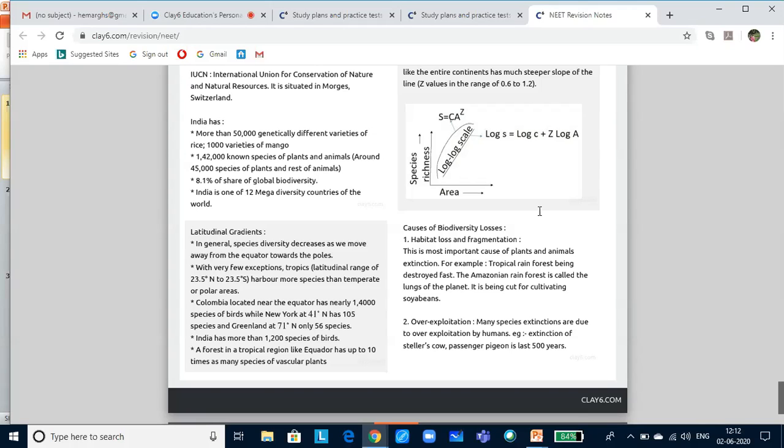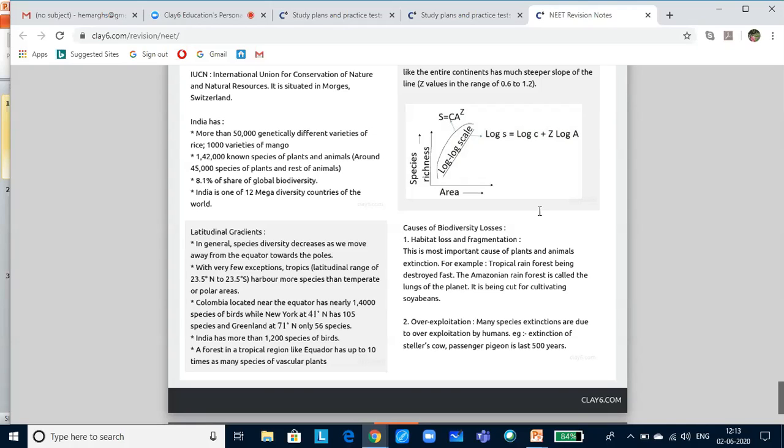Now, what are the causes for the loss of biodiversity? Biodiversity, you have seen, has been declining rapidly. The colonization of tropical Pacific islands by humans is said to have led to the extinction of more than 2,000 species of native birds. So wherever man enters, there is a sure destruction. There is no conservation at all.